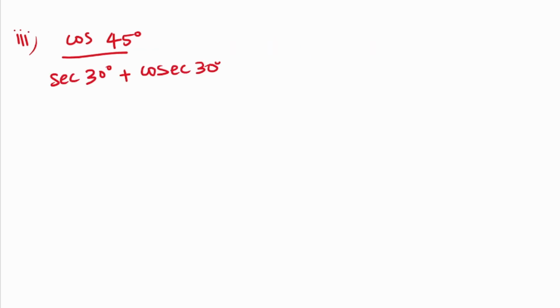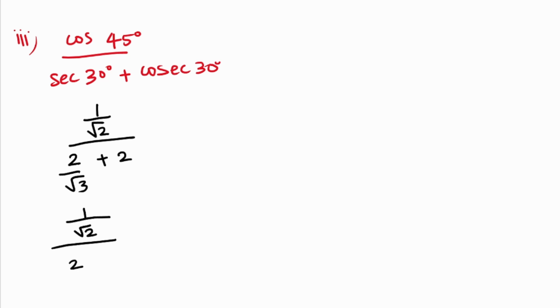Now let's move on to the next question. That is, we have cos 45 degree divided by sec 30 degree plus cosec 30 degree. Cos 45 degree is 1 divided by root 2. Then you have sec 30 is 2 divided by root 3. Then cosec 30 is 2. In the denominator, we have to take LCM, and on further solving, you will get 1 by root 2 divided by 2 plus 2 into root 3 divided by 3.